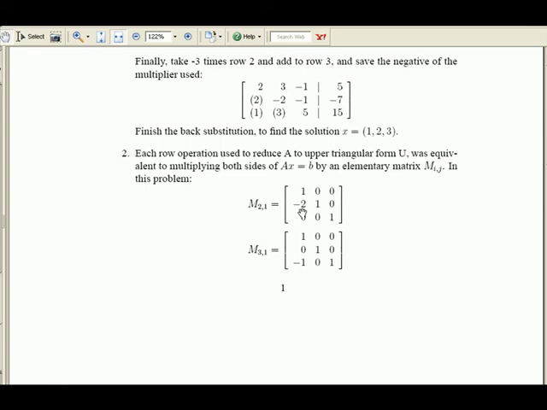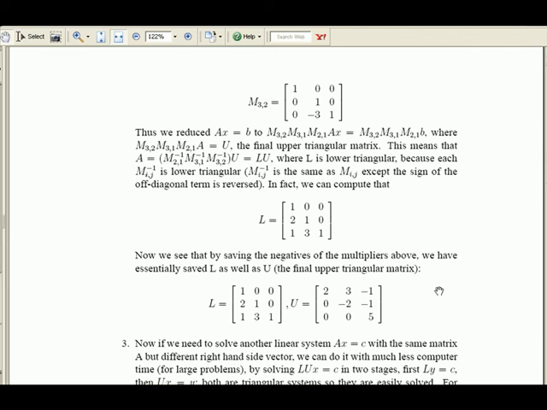For example, taking minus 2 times the first row and adding it to the second is equivalent to multiplying by this matrix M21. The first and third rows don't change. The second one is replaced by minus 2 times the first row plus the second row. Then we took minus 1 times the first row and added it to the third. That's equivalent to multiplying by M31. Then we took minus 3 times the second row and added it to the third row. That's equivalent to multiplying by this matrix.